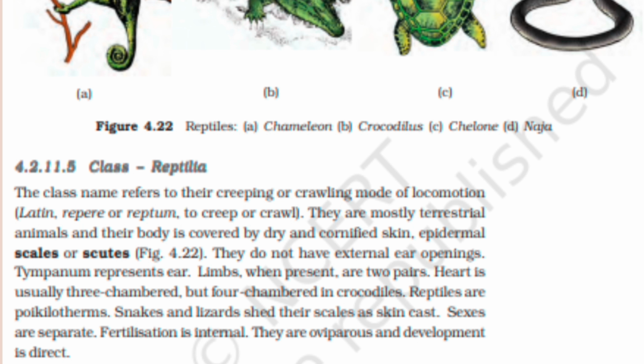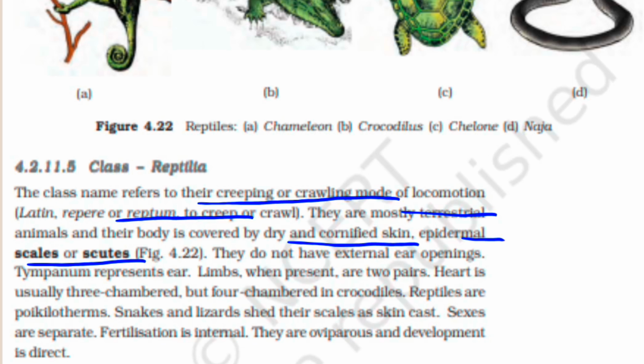This is reptilia. The class name refers to creeping or crawling mode of locomotion. In Latin, reptum means to crawl or creep. They are mostly terrestrial. Their body is covered with dry and cornified skin with epidermis, scales, or scutes. They do not have external ear openings.